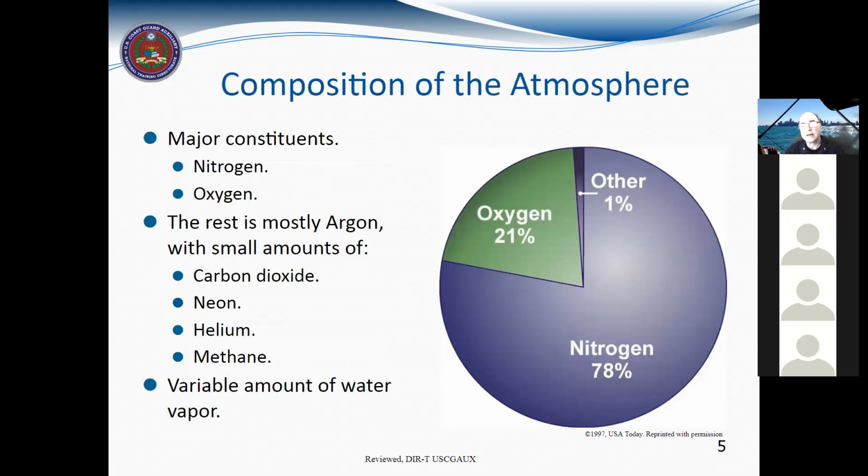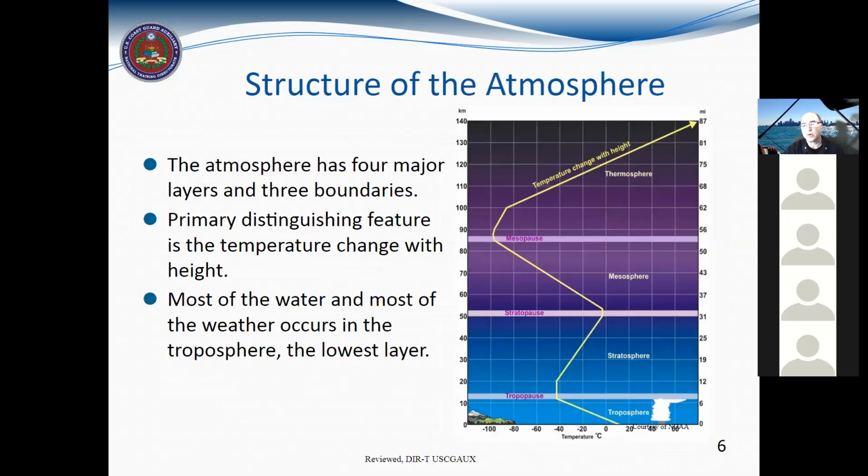Let's talk about the Earth's atmosphere. What makes up the air around us? The major constituents are nitrogen and oxygen. From the graph, you can see it's 78% nitrogen and 21% oxygen. And then the last 1% is different things such as carbon dioxide, neon, helium, and methane. But mostly it's argon in that last 1%. So as it says there, the rest is mostly argon with small amounts of carbon dioxide, neon, helium, and methane. And there is a variable amount of water vapor. And water vapor actually is the inspiration for a lot of the changes in weather we see, the amount of water vapor or the dryness of the air.